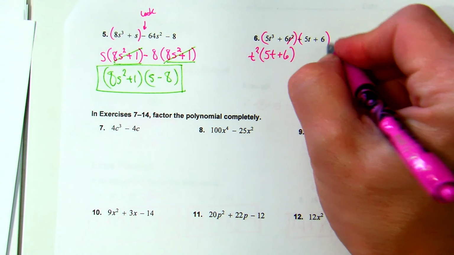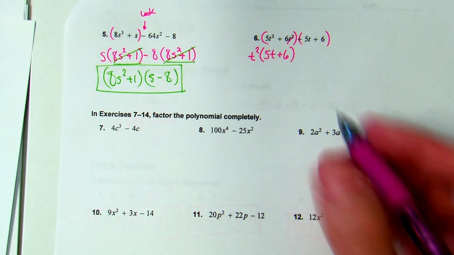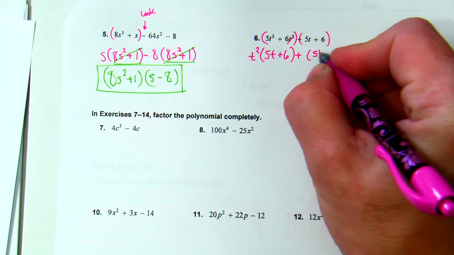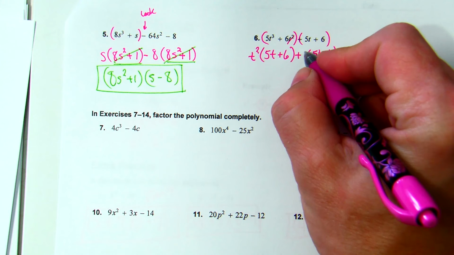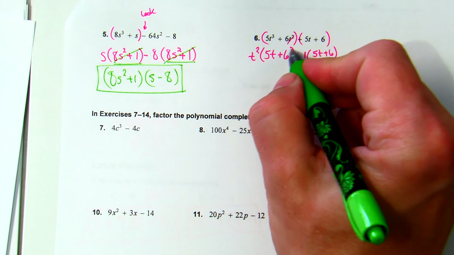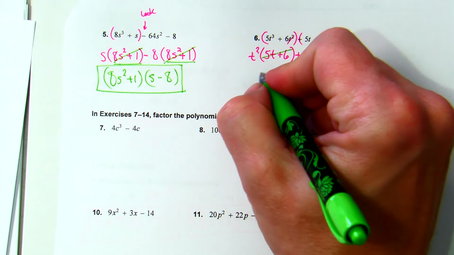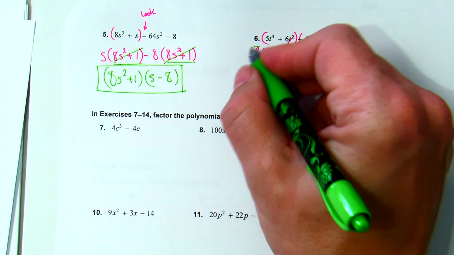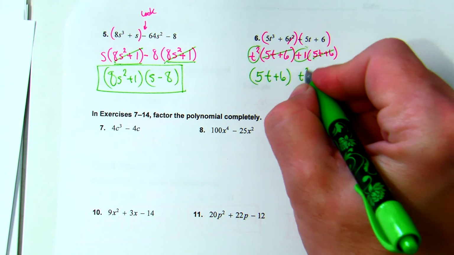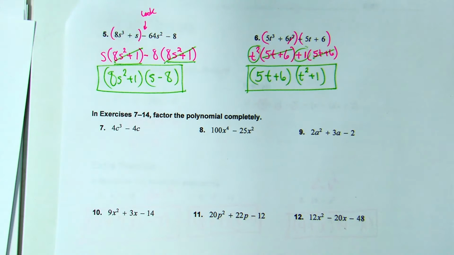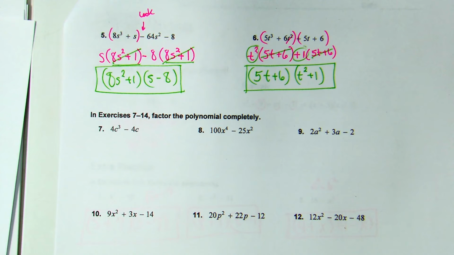What about the second group? Well, there's 5t plus 6 is all that's left. So we have 5t plus 6, but remember that there's always a 1 out there in front. So whenever I take out my common binomial of 5t plus 6, what's left? I have t squared plus 1. And there's my factored form of number 6.